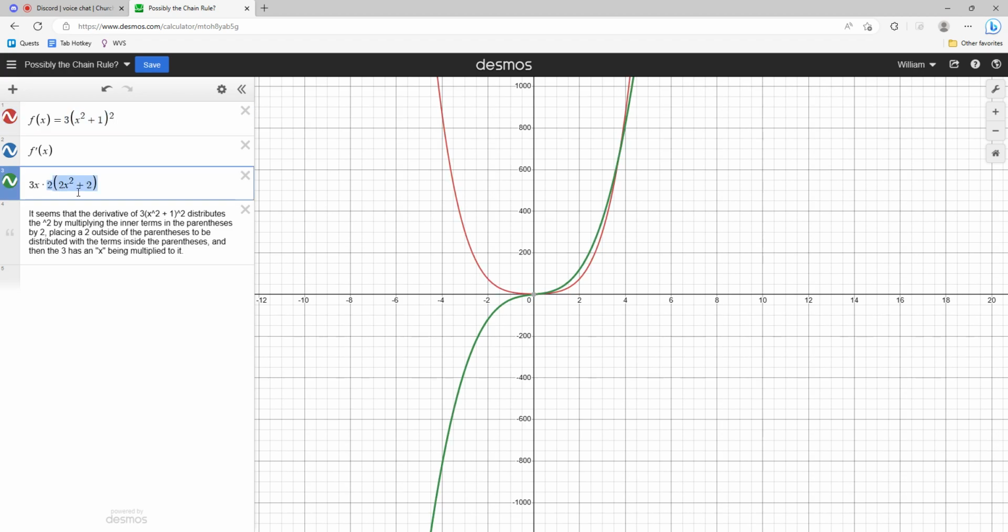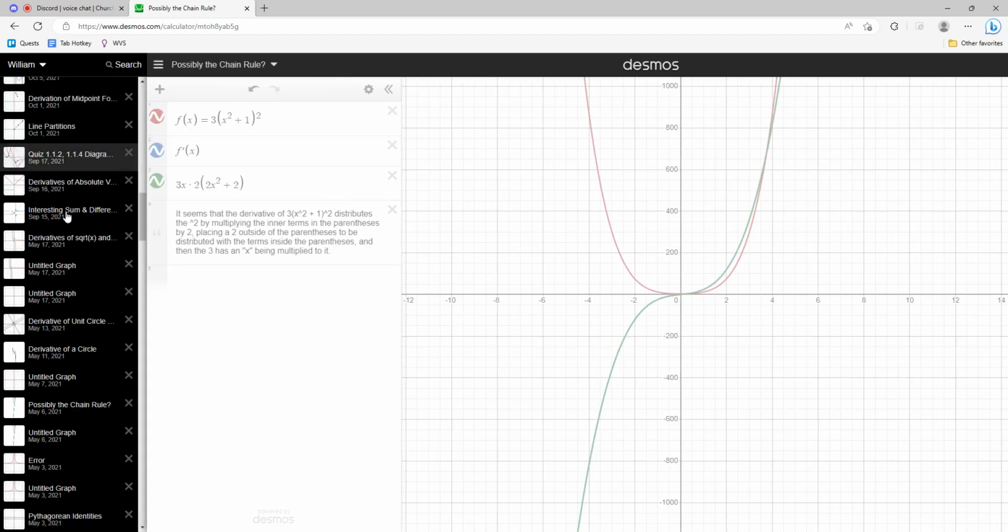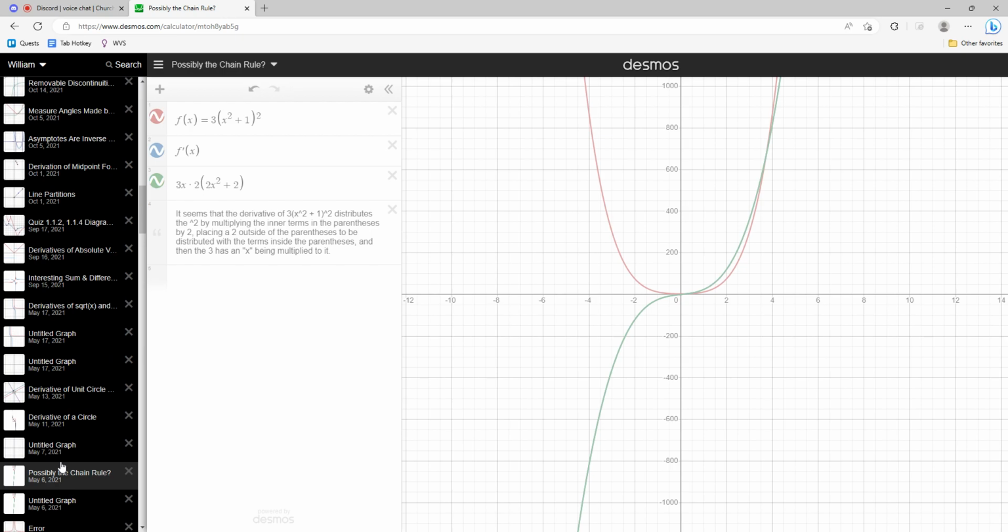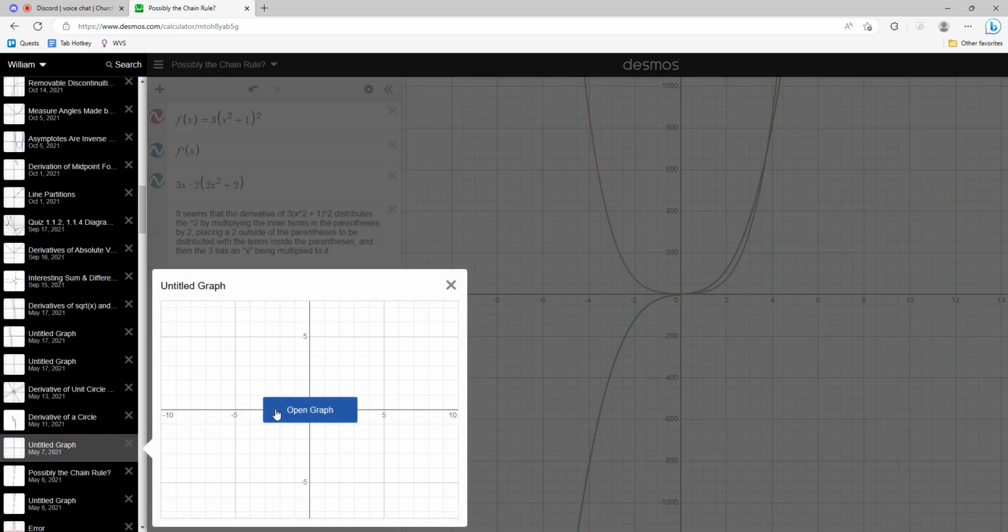Yeah, that is the chain rule. Yeah, that looks like it's the chain rule. 3, let's see, times 2, 3. Why is this 2x? Yeah. I mean, I guess I might have figured it out. I'm not sure. I don't care enough to spend the time to look at it.